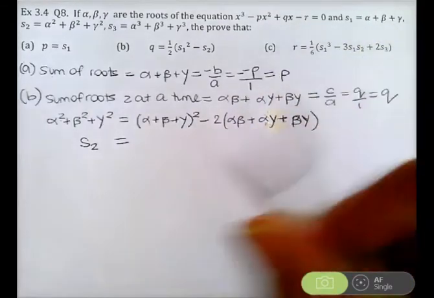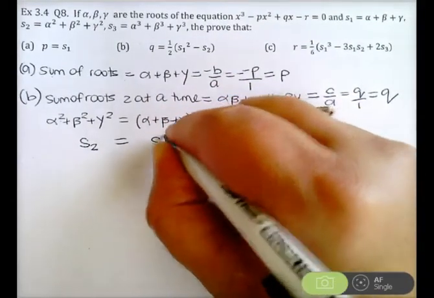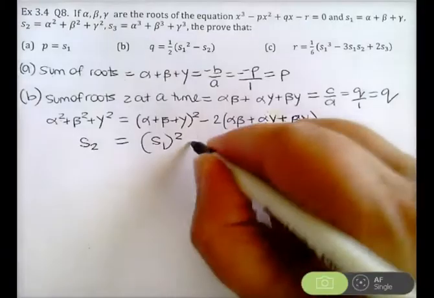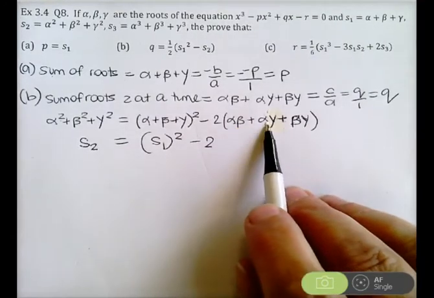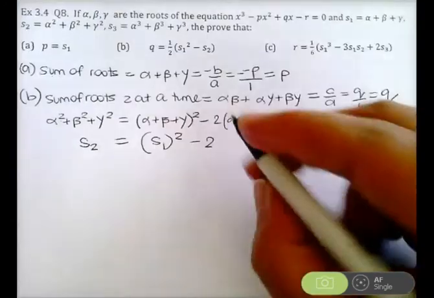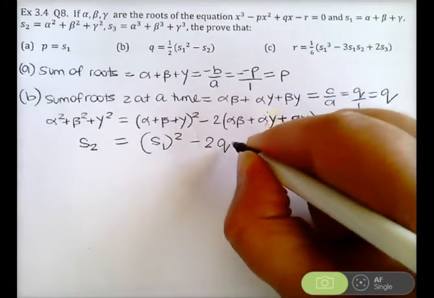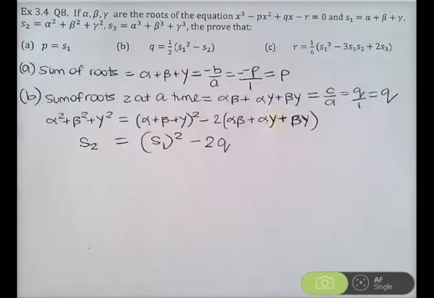Alpha plus beta plus gamma is S1 squared minus 2 lots of alpha beta plus beta gamma. Yeah, plus that's Q. Is that right? Yeah, that's right.